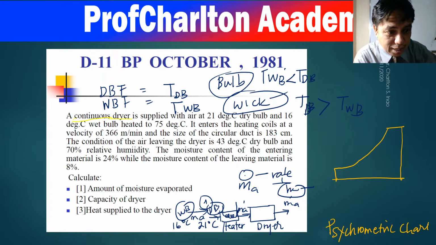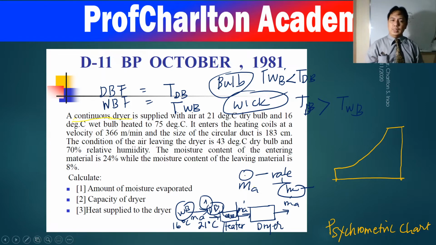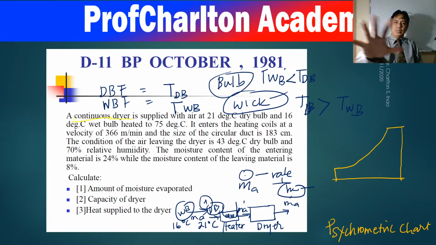So psychrometry is the science that deals with the study of moisture in the atmosphere, or moisture in the air, the amount of water vapor in the air. If you are trying to study that and all the related parameters like the temperature and the humidity, what is happening, like the process, the heating, the cooling, and so on, you are studying psychrometry.